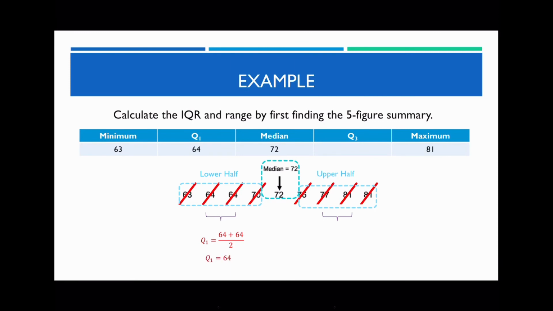The first one's going to be 64 because the two middlemost numbers are both 64. But for the other one, it's going to be halfway between 77 and 81, and that's going to equal 79 in this case. So that's my value of Q1 and Q3.